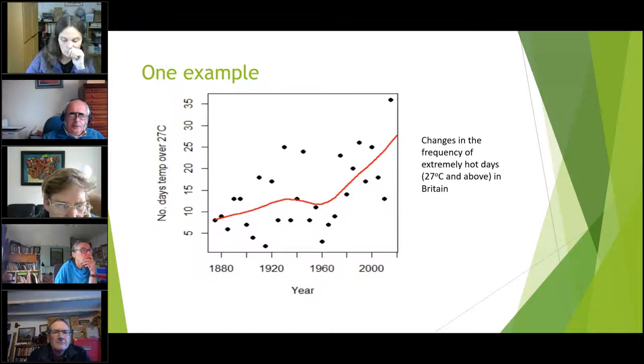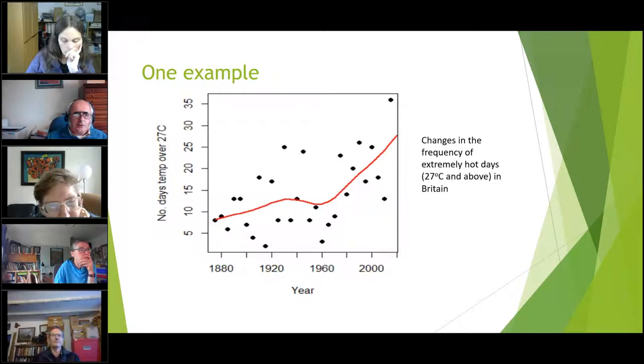Now, trying to understand extreme weather is extremely difficult. There are no easy metrics. That can be presented in all sorts of ways, but for this purpose, Stuart plotted the number of days of temperature over 27 degrees between 1870 and 2020. And I think the story is pretty compelling.